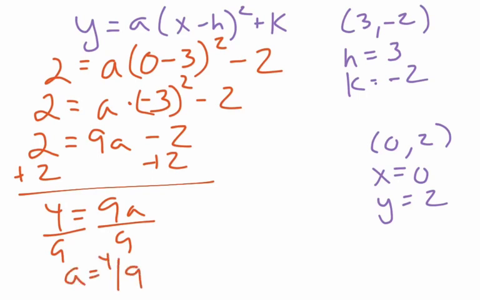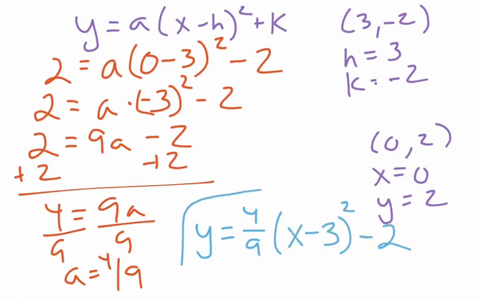And then my last step is to rewrite it. We're going to give back the 0 and the 2, and keep the h, keep the k, and then we'll have the a value. So we'd have y is equal to 4/9, x minus 3 all squared minus 2.